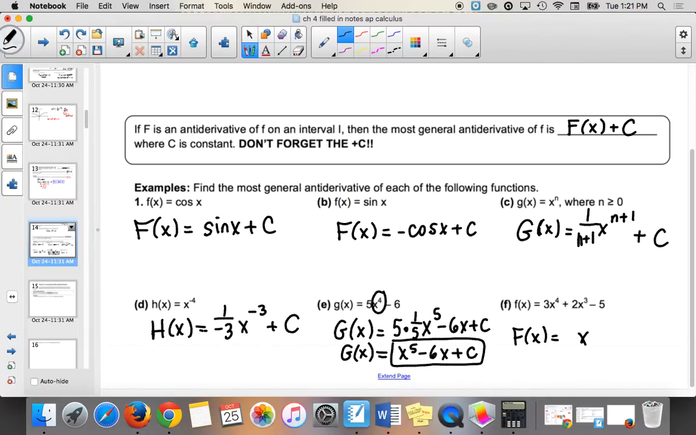All right, so how about this one? So I have the x to the fifth. What did you guys get for out front? 3/5, exactly. Plus x to the fourth. What did you put out front? 1/2, because the 2 is kind of hanging out in the front, and I have 1/4. 2 times 1/4 is 1/2. Minus 5x plus c. This is Alex's favorite thing that we've done all year long.